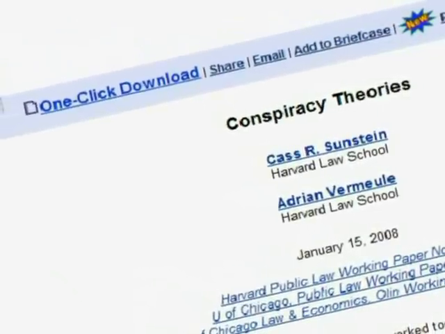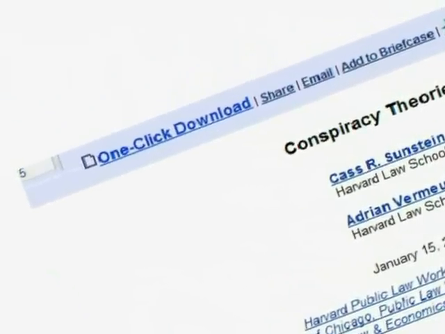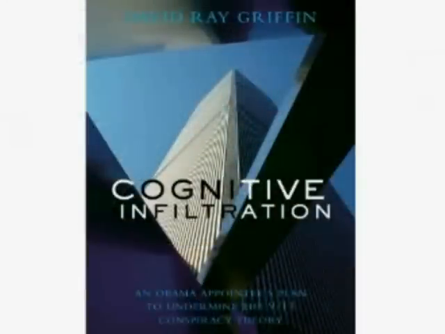What is really odd about Sunstein and Vermeule's article Conspiracy Theories is that it is a publicly available policy paper. Surely the publishing of such policy recommendations would undermine the effectiveness of the cognitive infiltration tactics. This is certainly true in that Dr. David Ray Griffin, a prominent 9/11 conspiracy theorist, or truther depending on your point of view, has responded to their report with a critical book called Cognitive Infiltration.